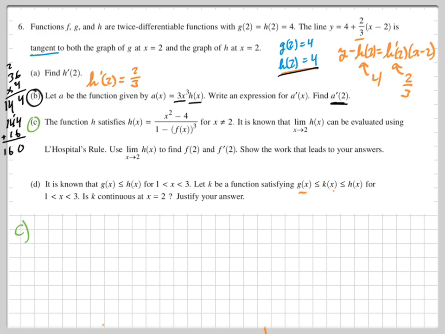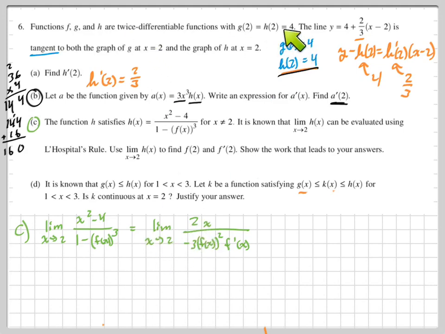So this is what I first thought. Well, I'm going to write out the limit as x approaches 2 of this function h. And then I thought, okay, well, what would it look like if I did L'Hopital's rule? So now I have 2x on top, and on the bottom I have some funky things happening. I have f and f prime. So now I have my f and my f prime. And then I started thinking, well, I know that h of 2 is 4. h of 2 is 4, so that must mean this has to equal 4.